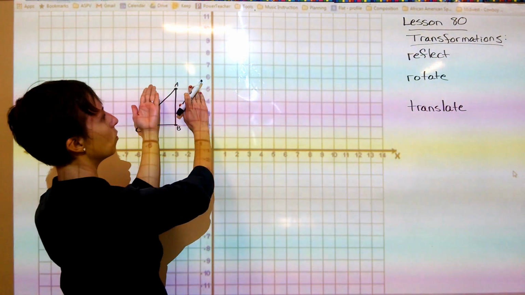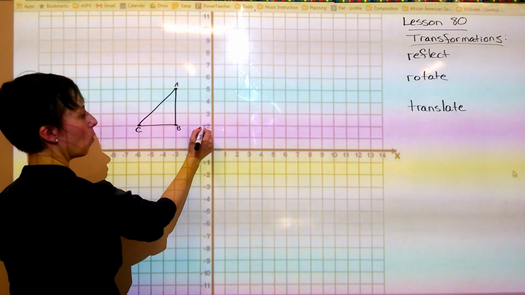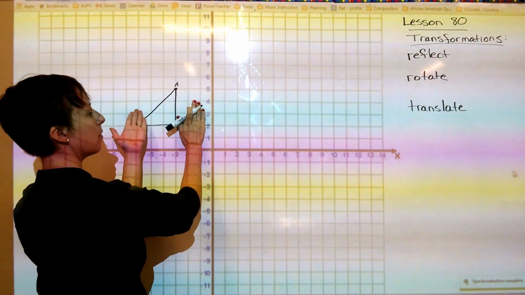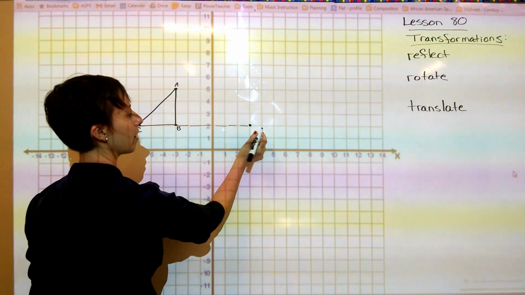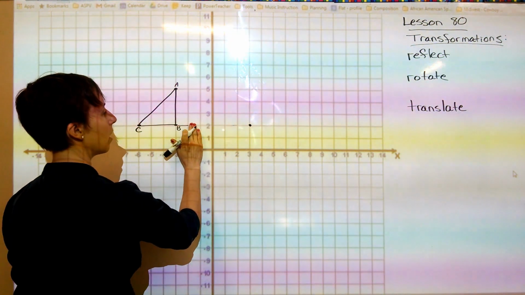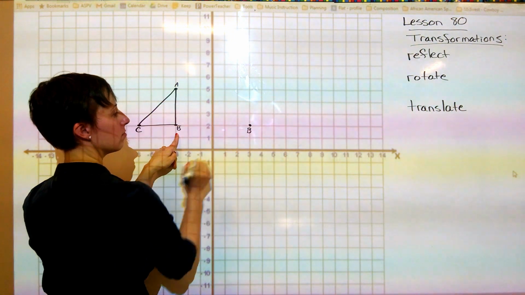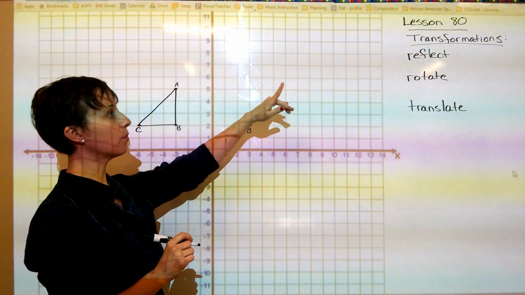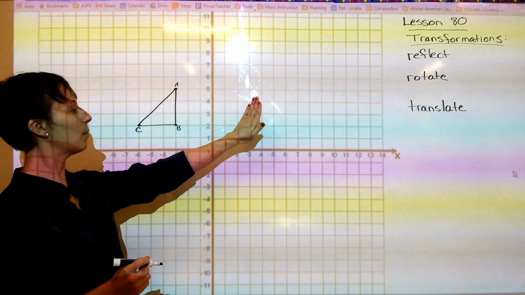Let's see, if I was to reflect it across, instead of being 1, 2, 3 out this way, instead I'm going to flip it and it's going to go 1, 2, 3 spaces this way. So point B, that was here, is now going to be here. And if you remember from before, when I change my shape, when I transform it, I put a little hash mark that it's the new shape.